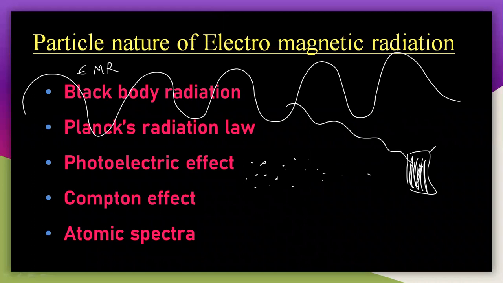So actually the electromagnetic radiation comes with two natures. One is the wave nature, the second one is the bunch of particles here.